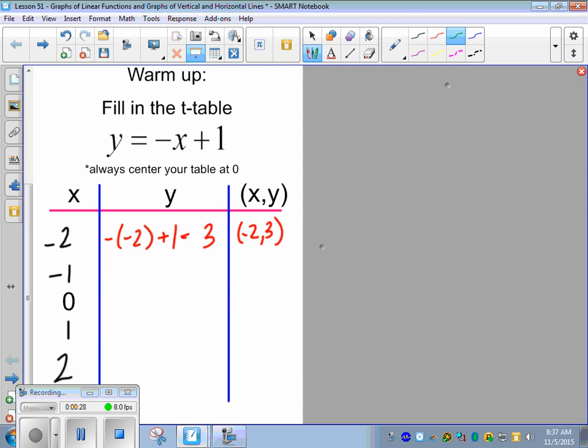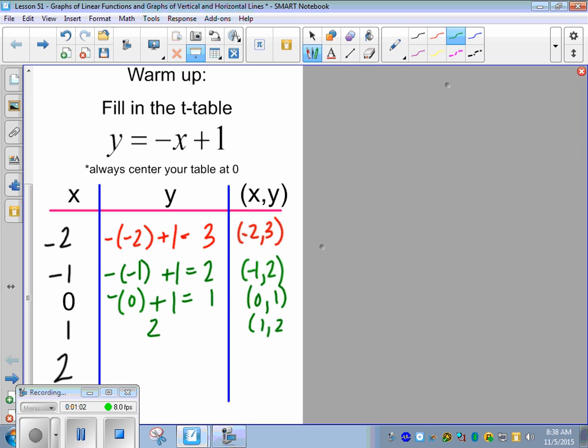Do the second one, negative times negative 1 plus 1 gives me what, Bethany? 2, good. So I have negative 1, 2. Now I have negative 0 plus 1 equals, that one's pretty easy, right? Negative 0 is just 0, plus 1 is 1. We get 0, 1. You guys get the gist. Corey, what'd you get for your fourth point? That matches up with 1, 2. So you got 2 for your y. We get 1, 2 for our ordered pair.